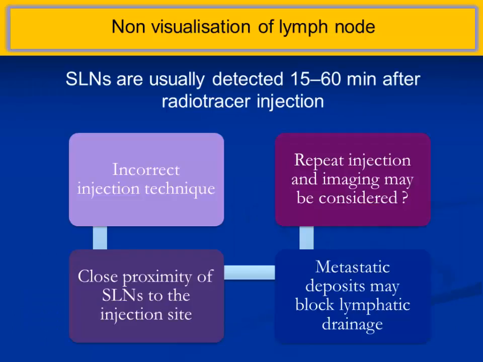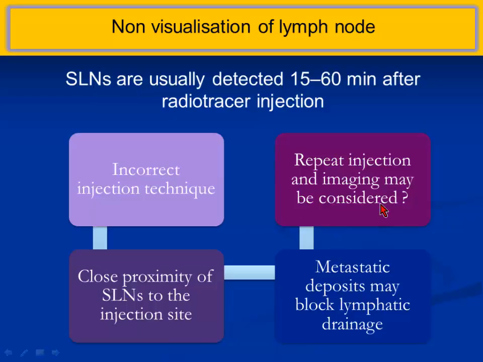Frequently asked questions: sentinel nodes are usually detected in 15 to 60 minutes. So if you don't detect, what are you planning to do? One of the commonest problems, if you don't see a sentinel lymph node, it means it's an incorrect technique, or it is close to the injection site. Metastatic deposits, if it's a palpable node, you shouldn't have done it, but sometimes even a smaller lymph node may have metastasis, so that may block the drainage of the lymphatics.